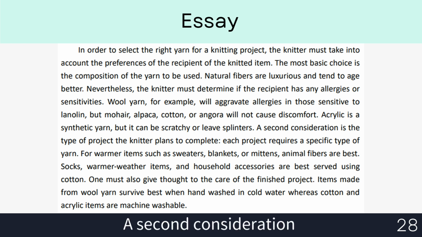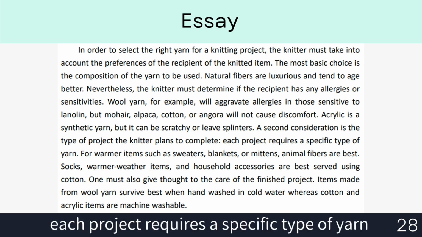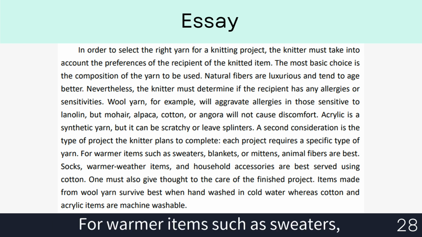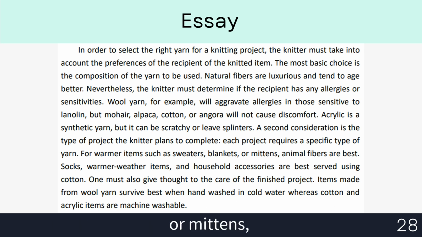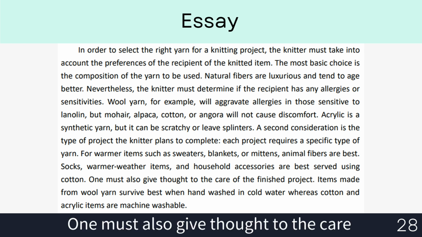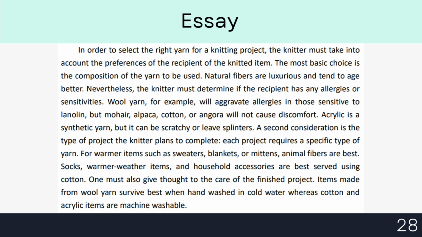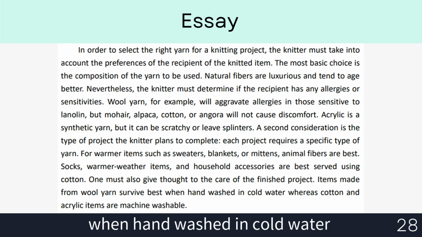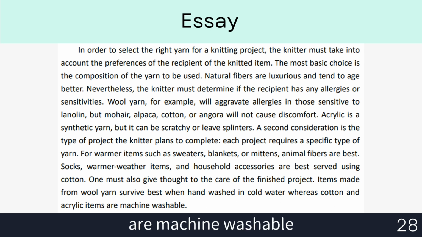A second consideration is the type of project the knitter plans to complete. Each project requires a specific type of yarn. For warmer items such as sweaters, blankets, or mittens, animal fibers are best. Socks, warmer weather items, and household accessories are best served using cotton. One must also give thought to the care of the finished project. Items made from wool yarn survive best when hand-washed in cold water, whereas cotton and acrylic items are machine washable.